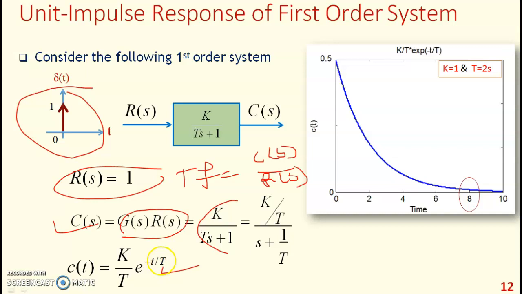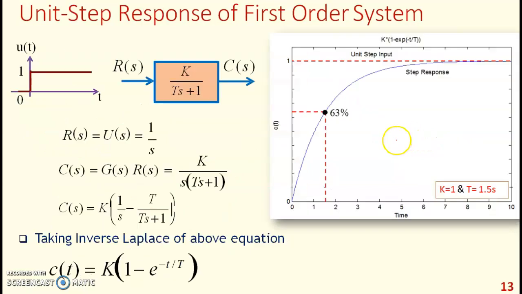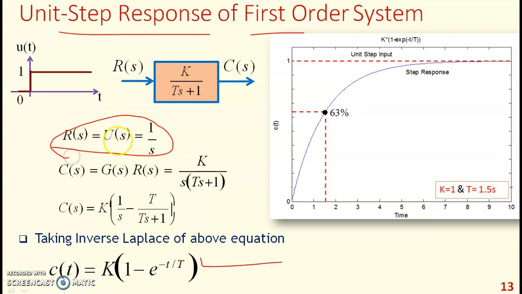That is e raised to minus t by T. If you are varying the value of t, then you will get the response. Then for unit step response, the first order equation, that is C of t, becomes like this. Unit step, so it becomes 1 by s. Substitute the values. Then you have to take the inverse Laplace here.